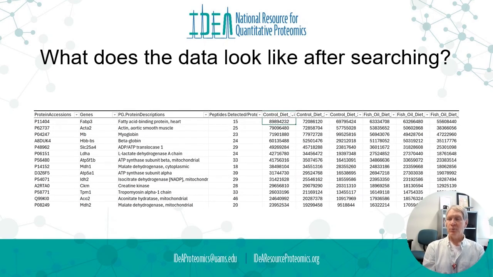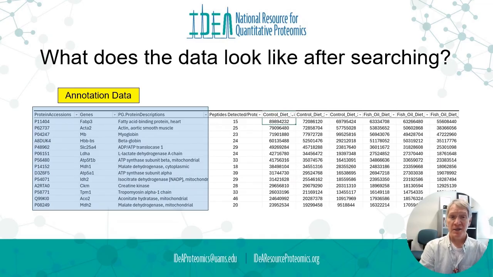Well, what does the data output look like? I've cleaned it up just a little bit for this presentation, but essentially you have different parts. You've got what we call the annotation data. That's going to be the protein accession numbers. You've got gene IDs, and you've got the protein descriptions over here.